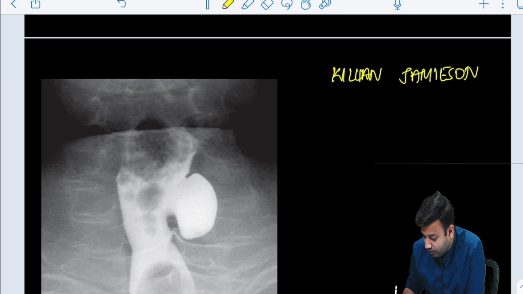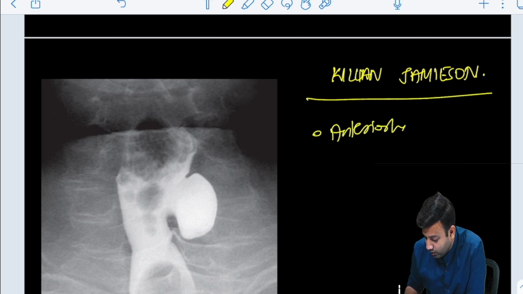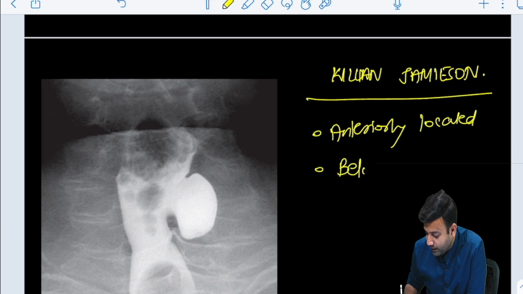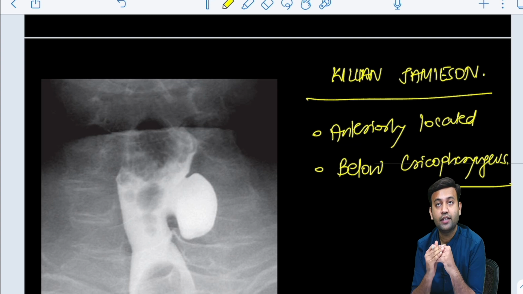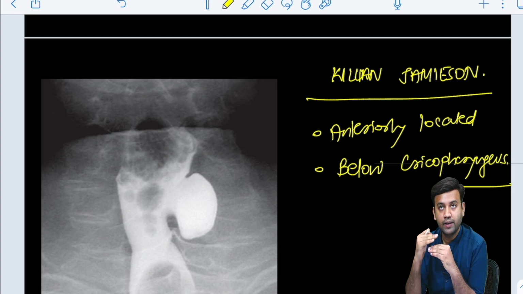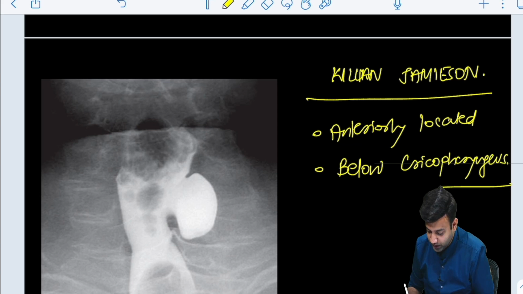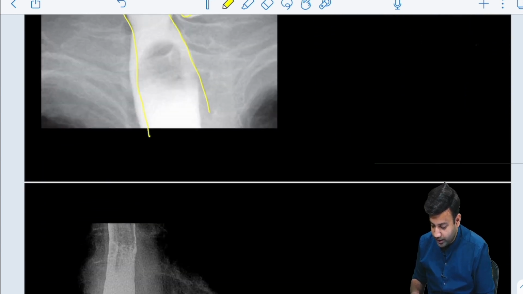Now we will see another diverticulum, an anteriorly located one, known as Killian-Jamieson diverticulum. It is anteriorly located and is below the cricopharyngeus. That's why I was emphasizing this part while discussing Zenker's: Zenker's is above the cricopharyngeus and Killian-Jamieson is below the cricopharyngeus. These are the two important points. This is a barium swallow image, and this is the Killian-Jamieson diverticulum.